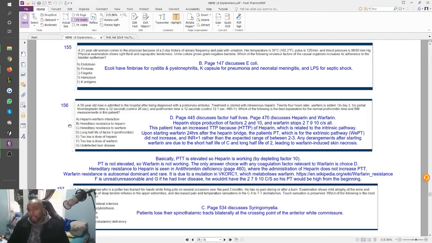Heparin can have issues like HIT, which is not related to this question at all. Warfarin can have issues like warfarin-induced skin necrosis due to hypercoagulation, which is sort of related to this question, but this question isn't about that. But the reason it's related is because that's why they did the heparin bridge, so you can avoid the potential aspect of having warfarin-induced skin necrosis.